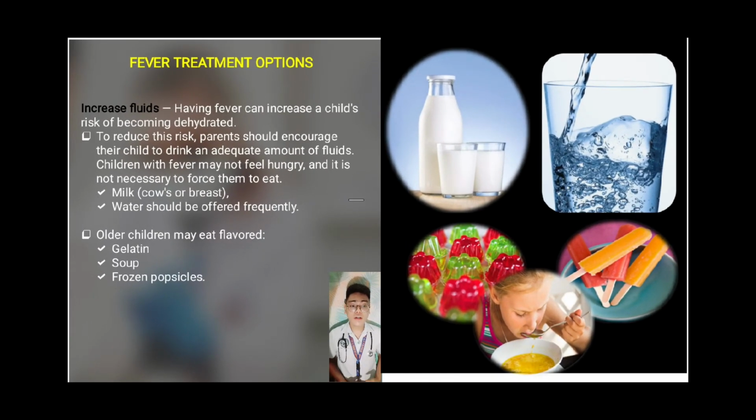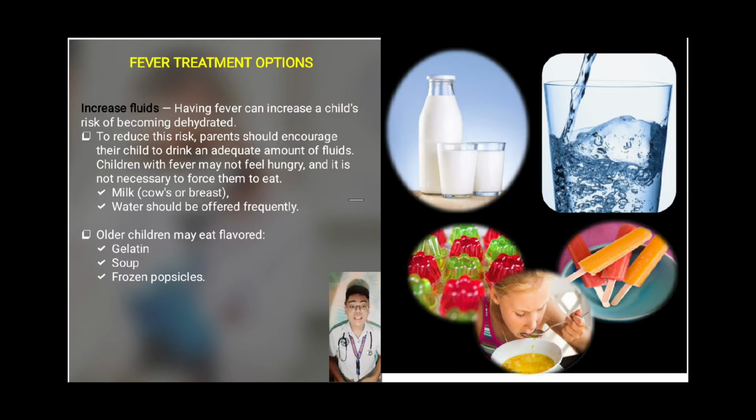So for the second fever treatment option is increased fluids. So having a fever can increase a child's risk of becoming dehydrated. To reduce this risk, parents should encourage the child to drink an adequate amount of fluids. Children with fever may not feel hungry and it's not necessary to force them to eat.